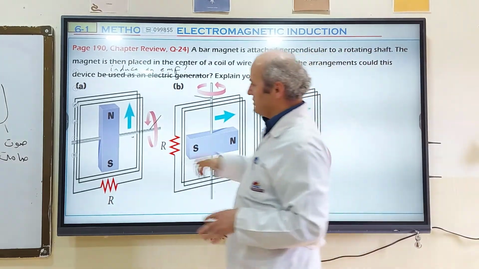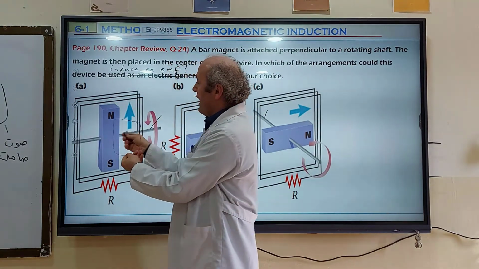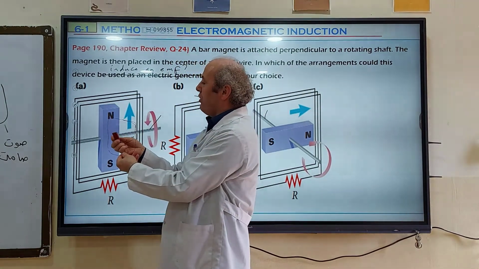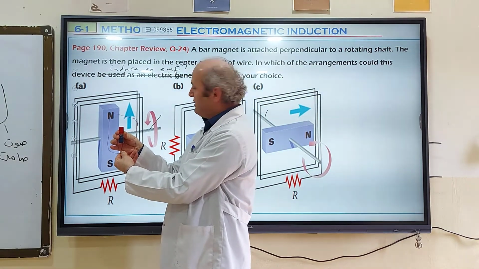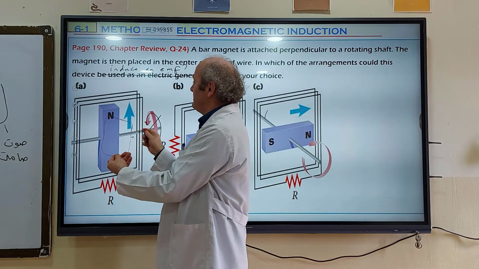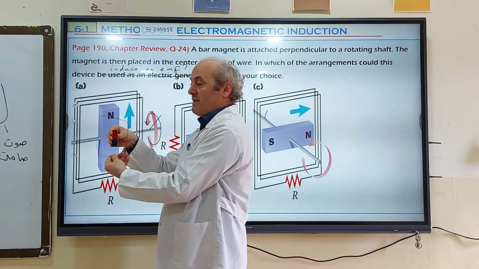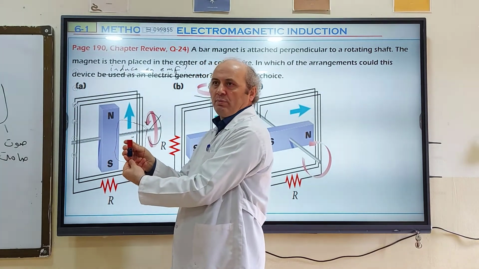Okay, the first case is this. The loop is like this. According to the first case, the N pole of the magnet is above, like this, and the S pole is below. You are keeping it like this, but you should rotate it in that direction. So you are going to rotate this magnet like this. Now, the magnet is parallel to the loop.